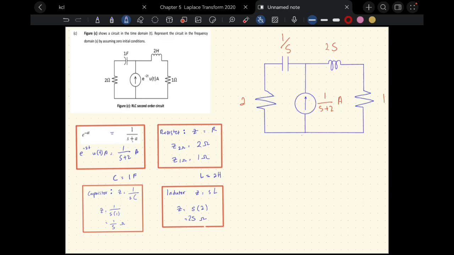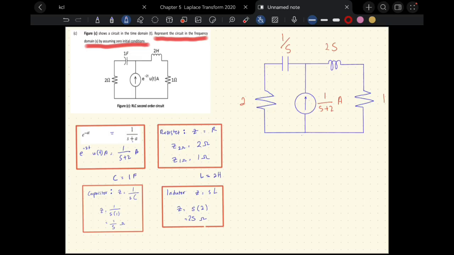For question C, the question asks to represent the circuit in the frequency domain. As the circuit given is in the time domain, we need to convert it from the time domain to the frequency domain. There are various formulas. These 4 formulas we need to use to convert from the time domain to the frequency domain.